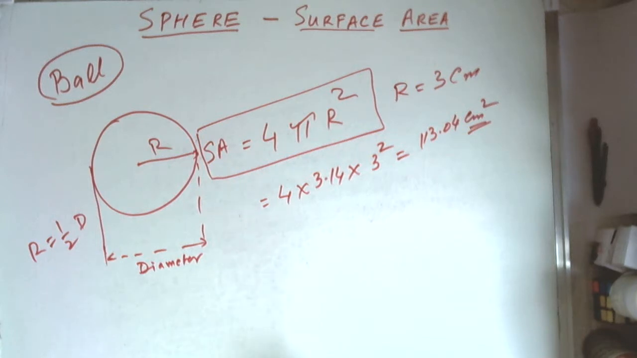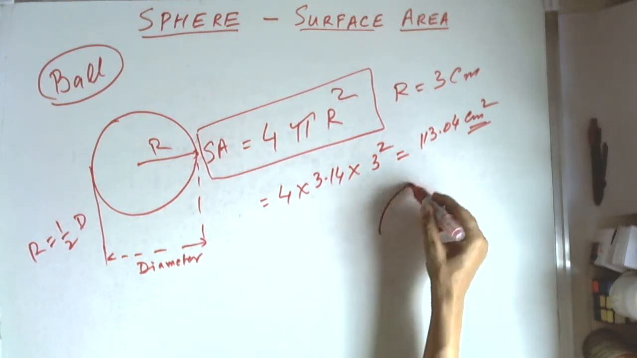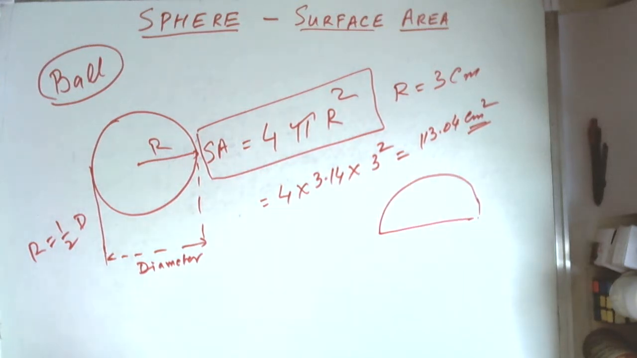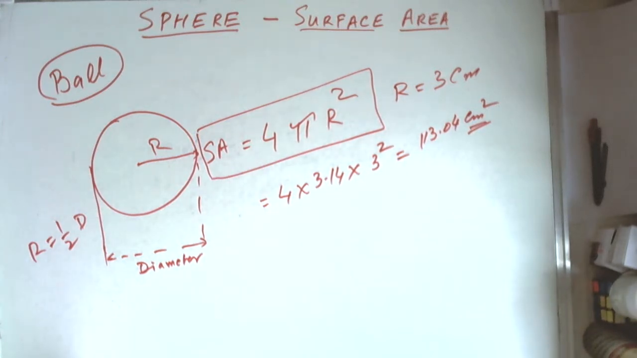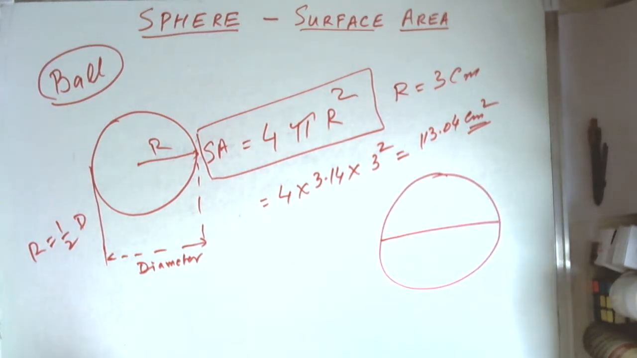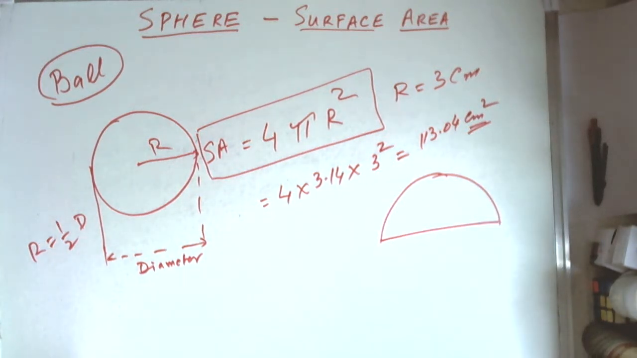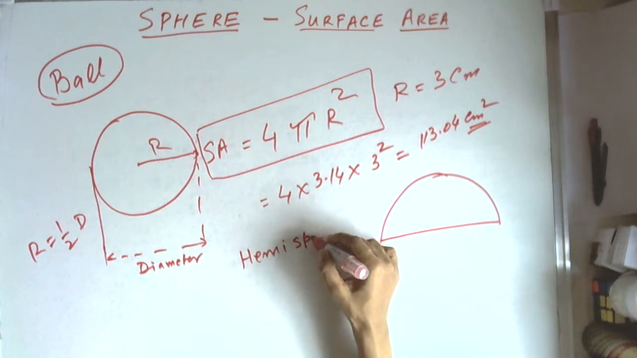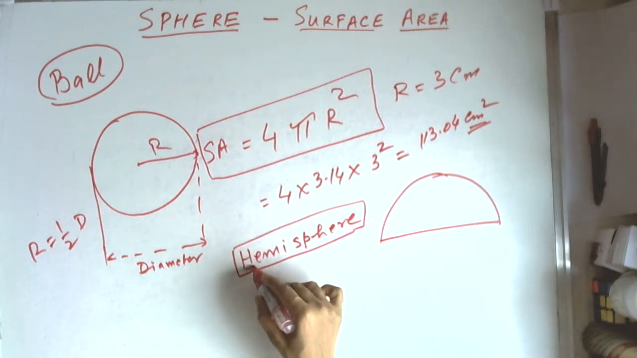Now suppose we cut a sphere into two parts. Then what do we get? We get half of the sphere. Half of a sphere is called a hemisphere. Hemi means half. So here is a sphere. We just cut it and remove the bottom part. Then this is a hemisphere. Hemi means half.